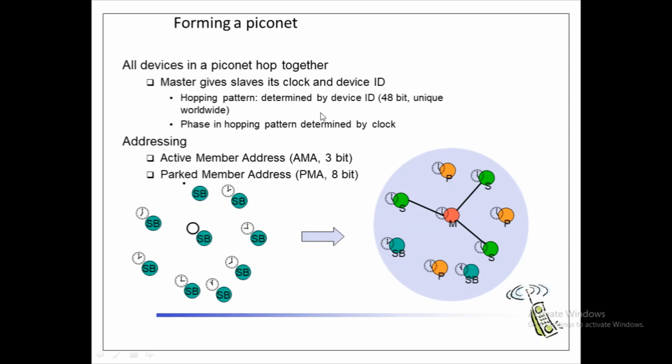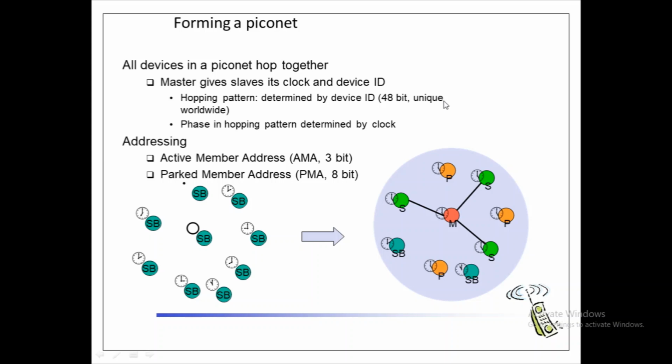Now, as we know, more than two devices can form the piconet, right? And the unit establishing the piconet automatically becomes the master. So all other devices will be slaves, and the hopping pattern is determined by the device ID, right? So this hopping pattern will be determined by using the 48-bit device ID. Now, a 48-bit worldwide unique identifier is used, and the phase in the hopping pattern is determined by the master clock.